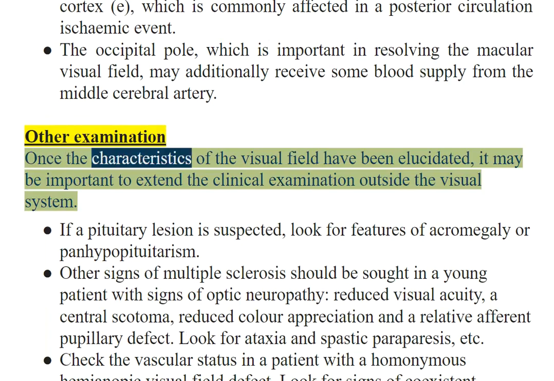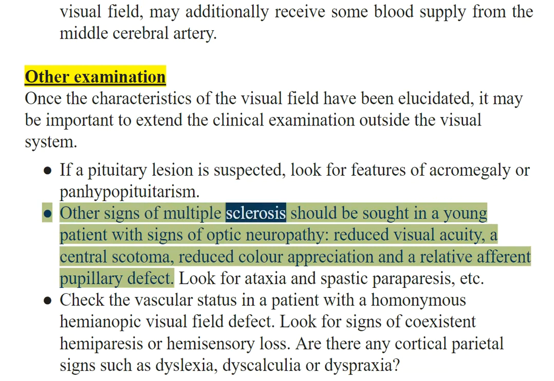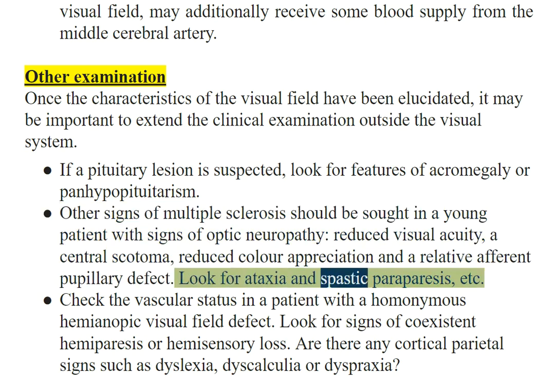Other examination. Once the characteristics of the visual field have been elucidated, it may be important to extend the clinical examination outside the visual system. If a pituitary lesion is suspected, look for features of acromegaly or panhypopituitarism. Other signs of multiple sclerosis should be sought in a young patient with signs of optic neuropathy, reduced visual acuity, a central scotoma, reduced color appreciation and a relative afferent pupillary defect. Look for ataxia and spastic paraparesis, etc.